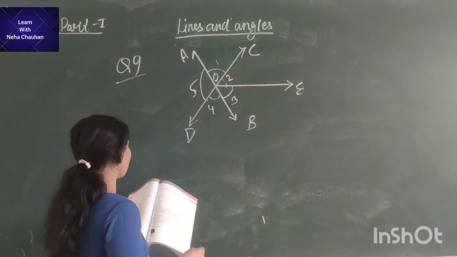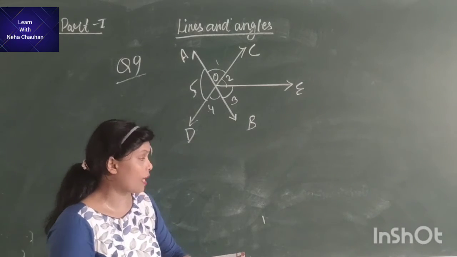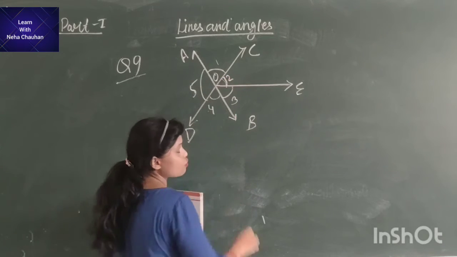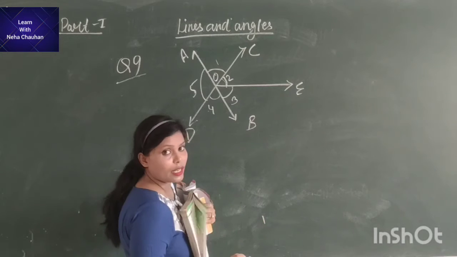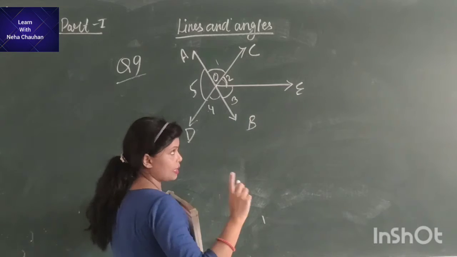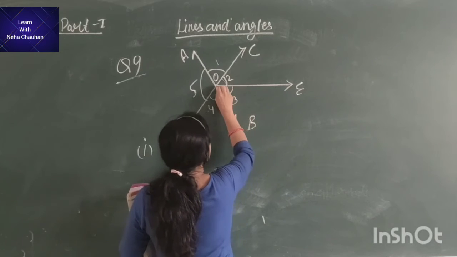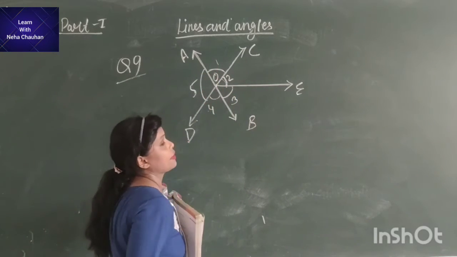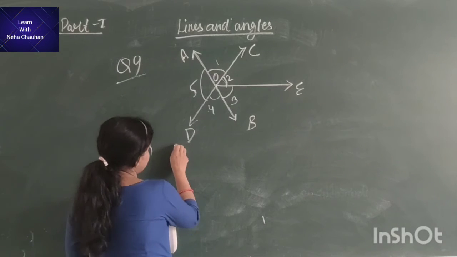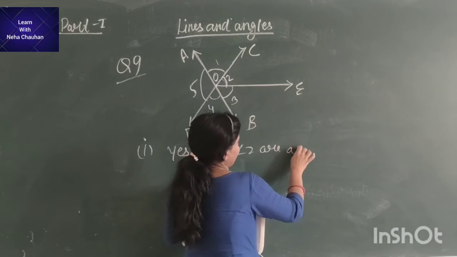Okay, so the first part says angles 1 and 2 are adjacent. Are angles 1 and 2 adjacent to each other? Let's see if they fulfill the properties or not. They have a common vertex, yes. They have a common arm, yes. And the non-common arms are on either side. That means they are fulfilling all the properties. That means they are adjacent angles. Yes, angle 1 and angle 2 are adjacent angles.